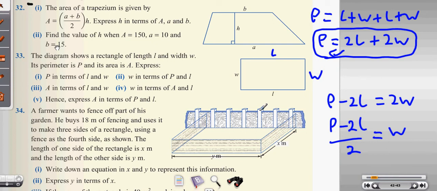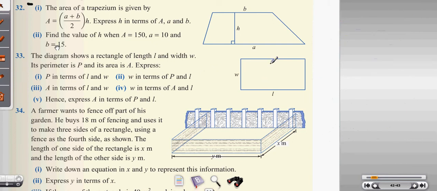Okay, so now we've done part 1 and part 2. So next we're going to do part 3, A in terms of L and W. So capital A is the area, and the area of a rectangle is equal to length multiplied by width. Okay, so that is part 3 done.